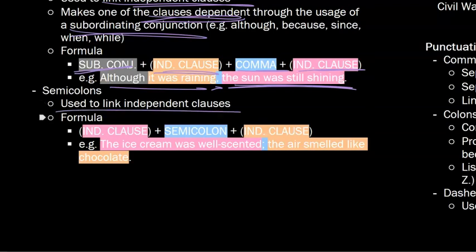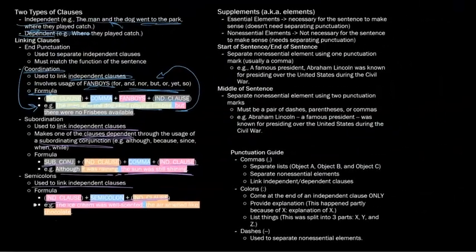Lastly, we've got semicolons, which we use to link independent clauses again. Semicolons are the easiest one. You just have an independent clause, then a semicolon, then a space, and then an independent clause. So, the ice cream was well scented; the air smelled like chocolate.